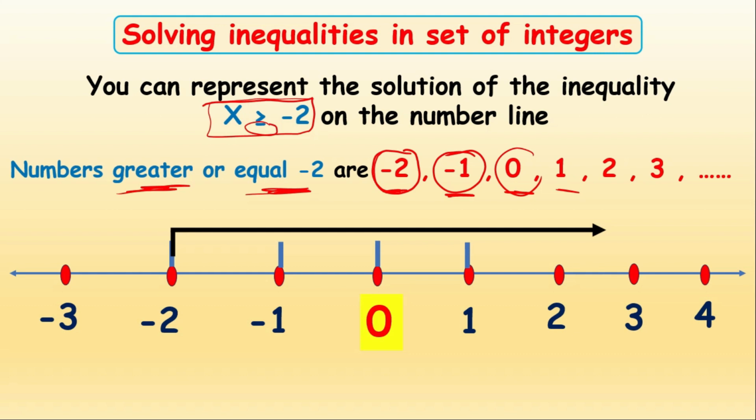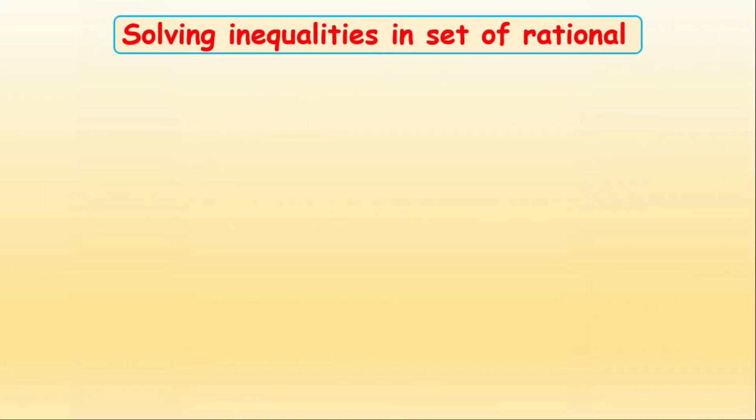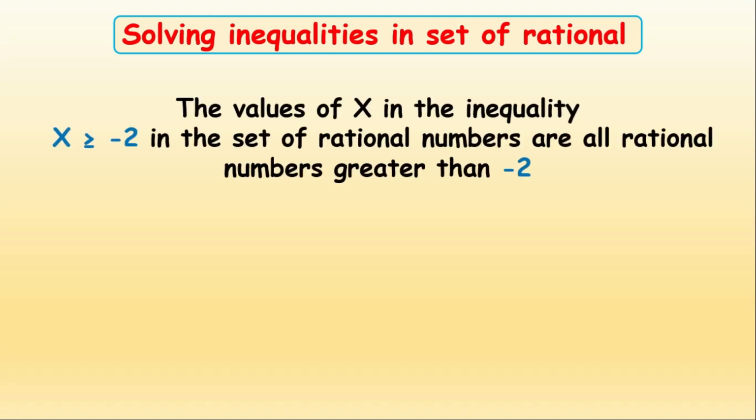Okay, that's about how do you represent solutions on the number line. ازاي بتكتب النمبرز على number line، بتجيب السوليوشنز اللي عندك كلها وتعمل لها representation على number line عادي جدا. Okay, solving inequalities in set of rational. What does it mean? Let's show the values of x in the inequality x greater or equal -2. يعني inequality دي in the set of rational numbers are all rational numbers greater than -2.